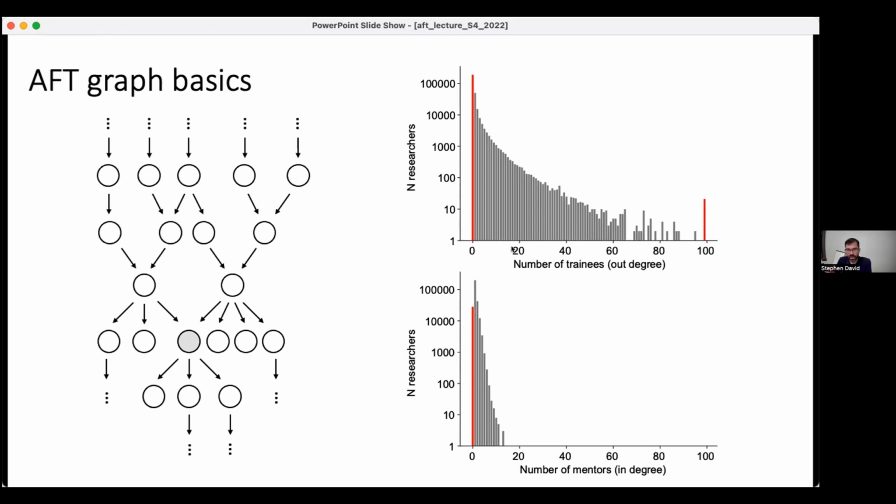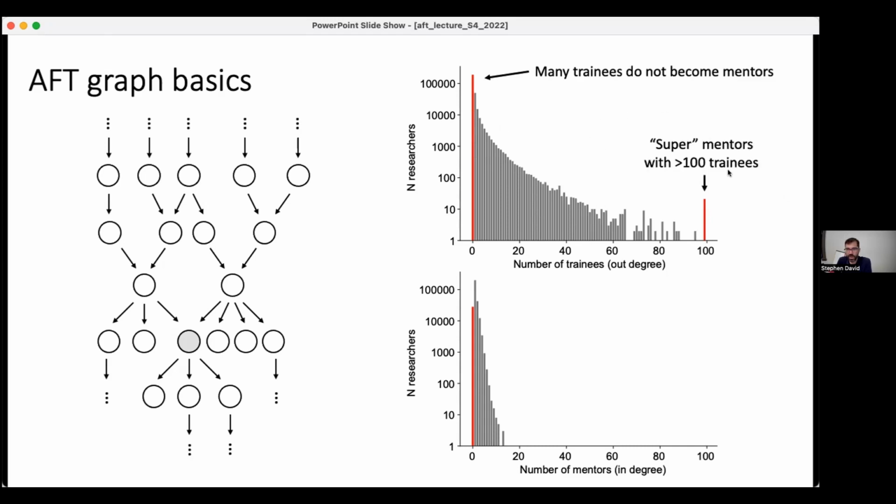So this is a histogram of out-degrees. This is saying, for every node, how many trainees do they have? And then down here is in-degree, which is, for every node, how many mentors do they have? I think you don't have to look very hard to realize that these are very different distributions. There are many trainees who just do not become mentors. Notice this is a logarithmic scale, so there is a very large number of people who don't become mentors themselves.